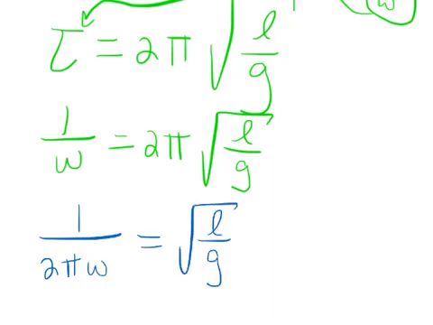Okay? So I put the 1 over 2 pi omega now. Because what are we doing? As Helen said, we're dividing by 2 pi, which simply means to move it down to the other side. Okay? Then I want to get rid of that square root around the L over G.